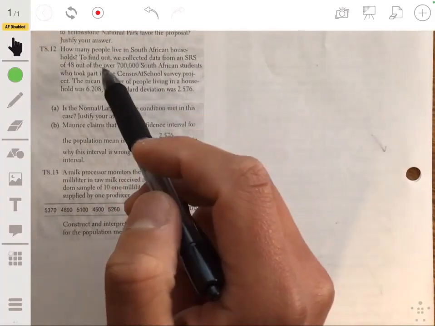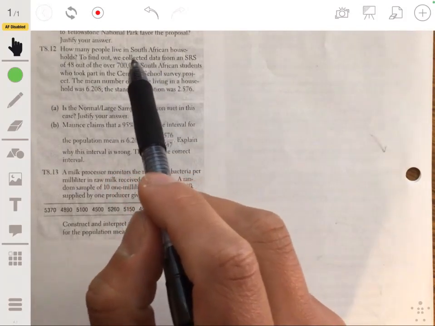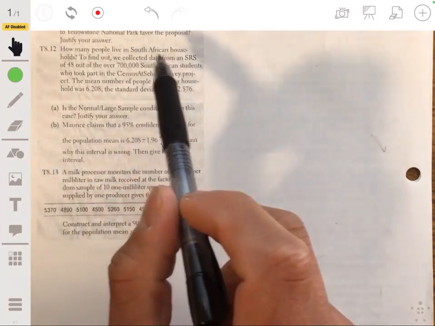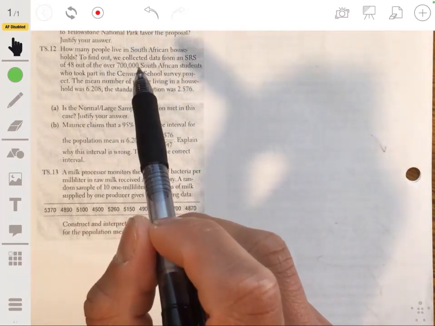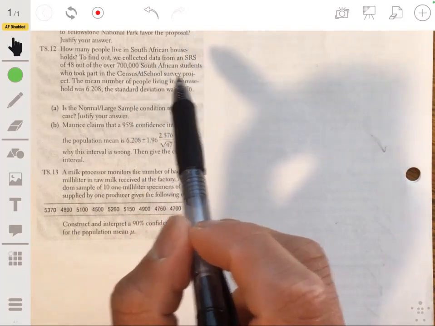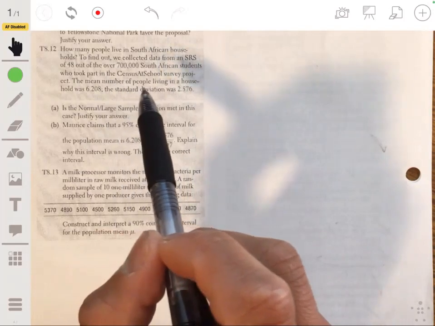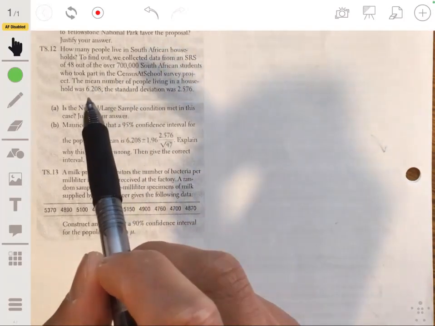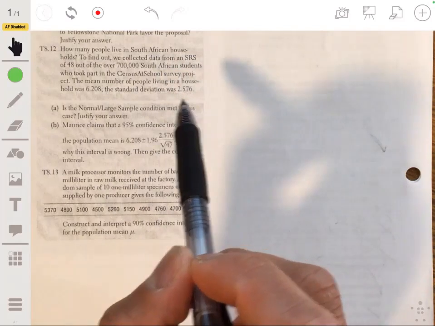All right, in problem 12, we have the question: how many people live in South African households? To find out, we collected data from a simple random sample of 48 out of the over 700,000 South African students who took part in the Census at School survey project. The mean number of people living in a household was 6.208, and the standard deviation was 2.576.